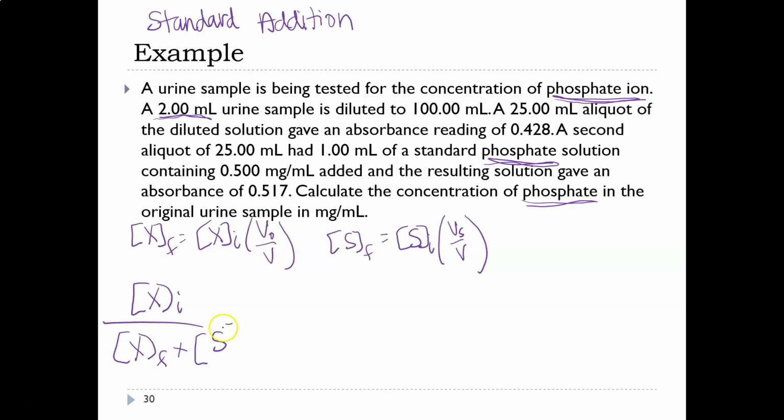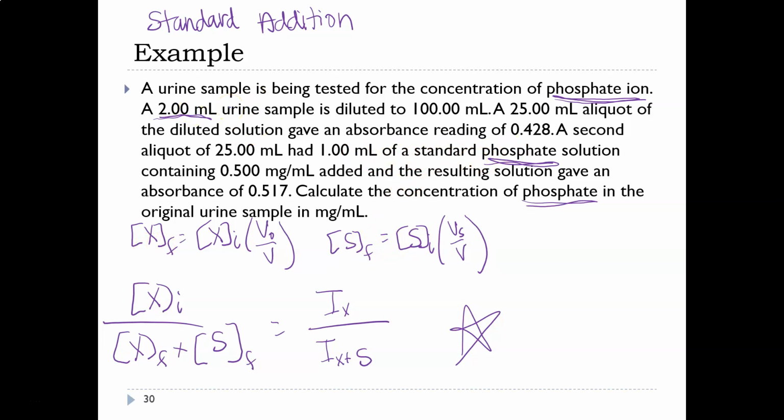My brackets are not looking very square today. Okay, so we're trying to use this equation to solve for the concentration of phosphate in our urine, so that's X. Xi is what we're solving for: how much phosphate was in the P sample that we tested. S stands for the standard phosphate that was added. X stands for the phosphate in the P.